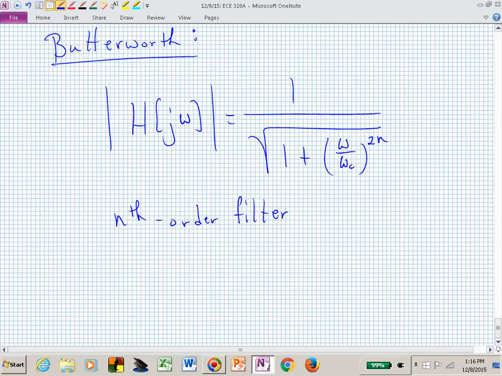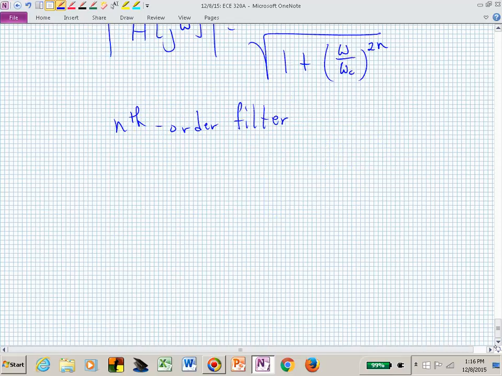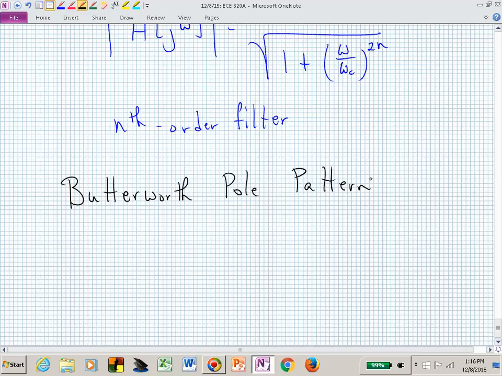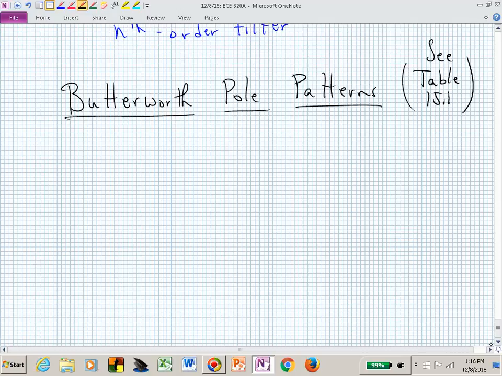You pick an n. If somebody says, I want a third order filter, this is what the magnitude would look like for Butterworth poles. Now we have to figure out, where are these Butterworth poles? I haven't told you. The first one, for a first order filter, I think you can guess. But I want to give you somewhat of an intuitive way to think about where these Butterworth poles are, or where they live. You can find these in table 15.1. But for us, let's just create our own table.